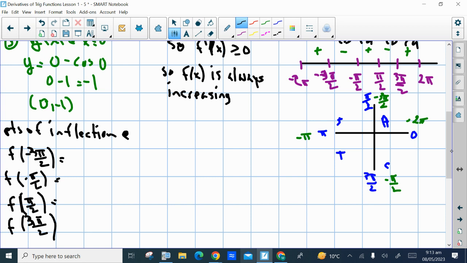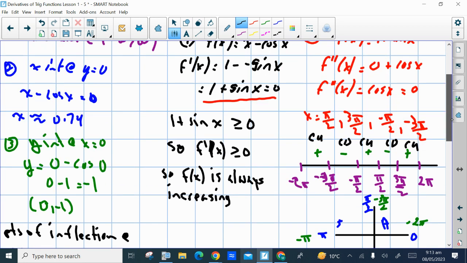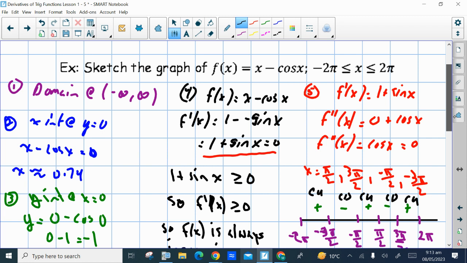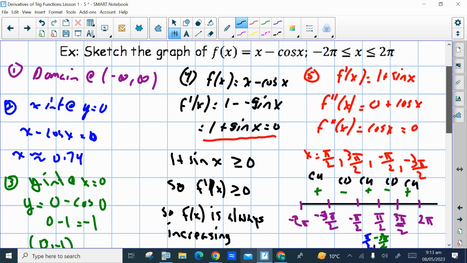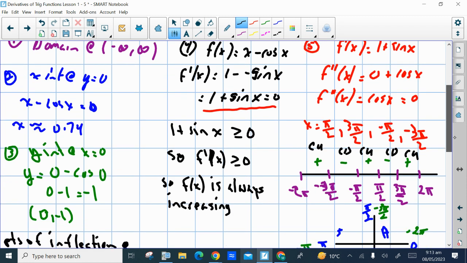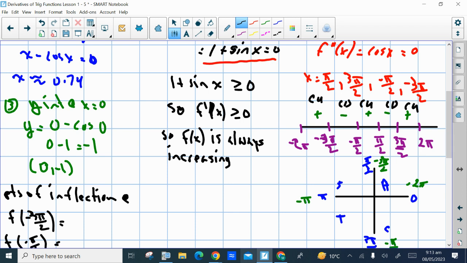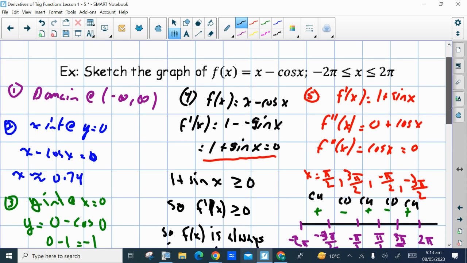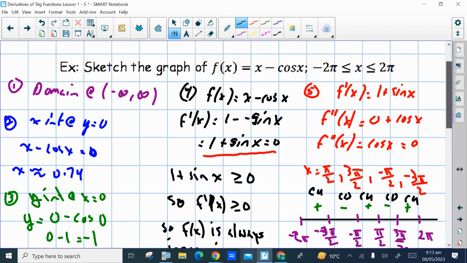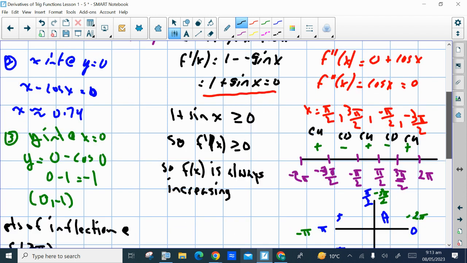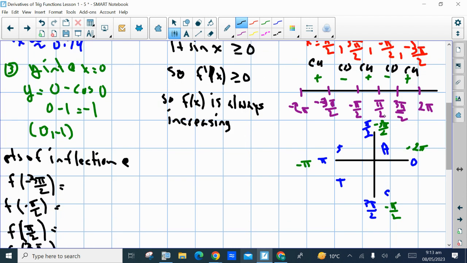So these are points on the original graph. And our original graph, the equation is x minus the cosine of x. So at negative 3 pi on 2, it'll be negative 3 pi on 2 minus the cosine of negative 3 pi on 2. And the cosine of negative 3 pi on 2 is 0. So this is going to be negative 3 pi on 2 take away 0, or negative 3 pi on 2.